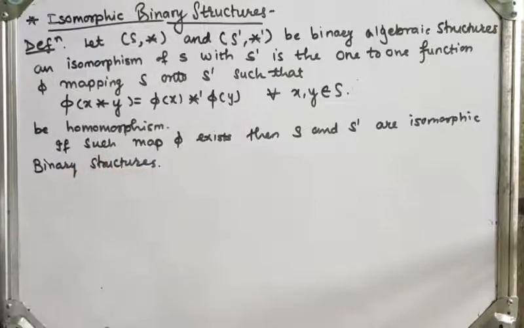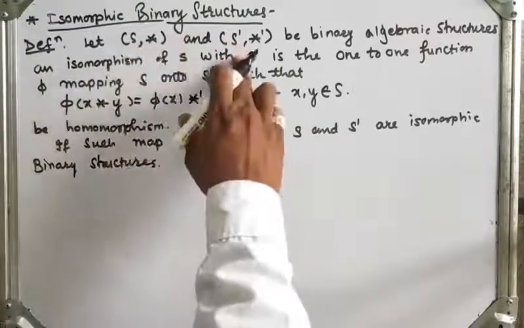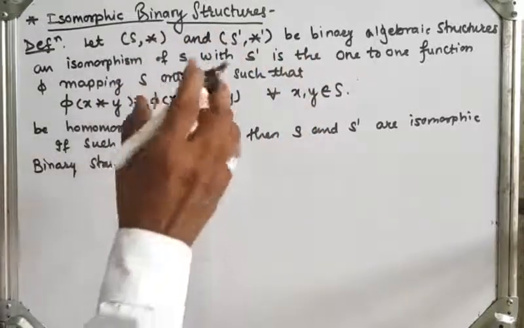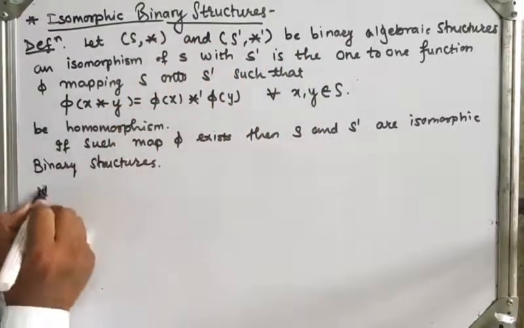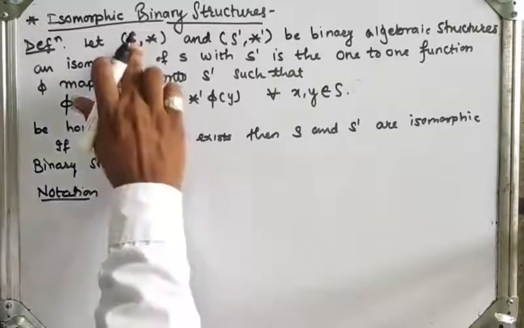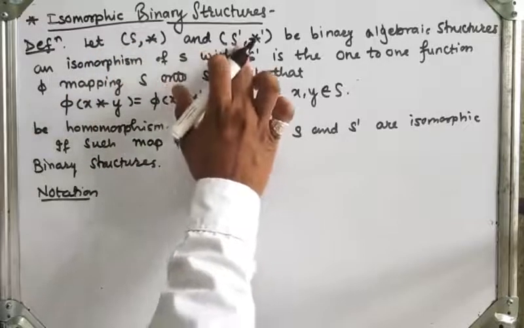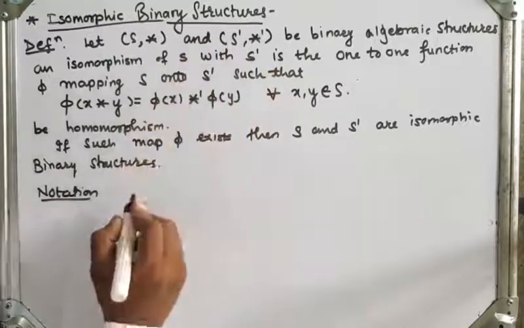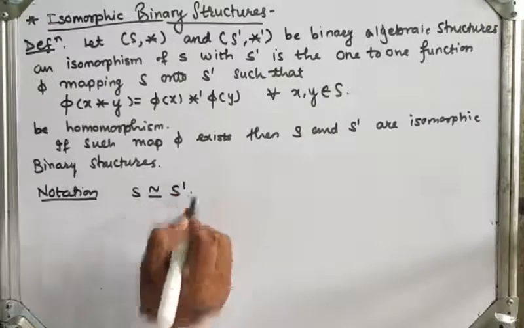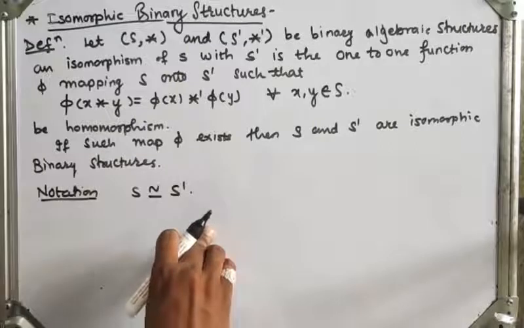We have two sets, S under binary operation star and S dash under binary operation star dash, that are said to be isomorphic. Then we denote it by a notation. So what is the notation? If we have two sets, S under star and the second one S dash under operation star dash, are isomorphic, then we denote it by S isomorphic to S dash. So this is the definition for isomorphic binary structures.